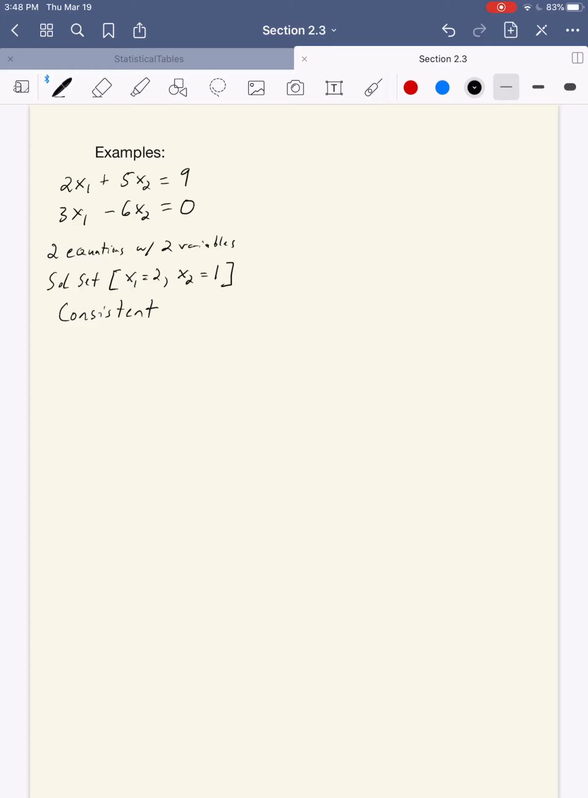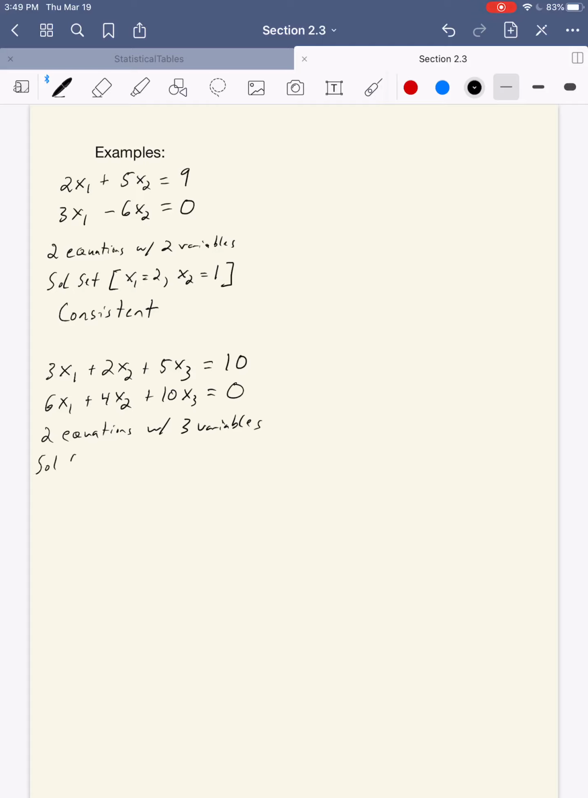All right, let's look at another quick example. You can take a look at this one: 3x1 plus 2x2 plus 5x3 is equal to 10, and then 6x1 plus 4x2 plus 10x3 is equal to 0. This would be an example of two equations with three variables, so there's no limitation that the equations and variables have to be the same. So this time we only have two equations with three different variables.